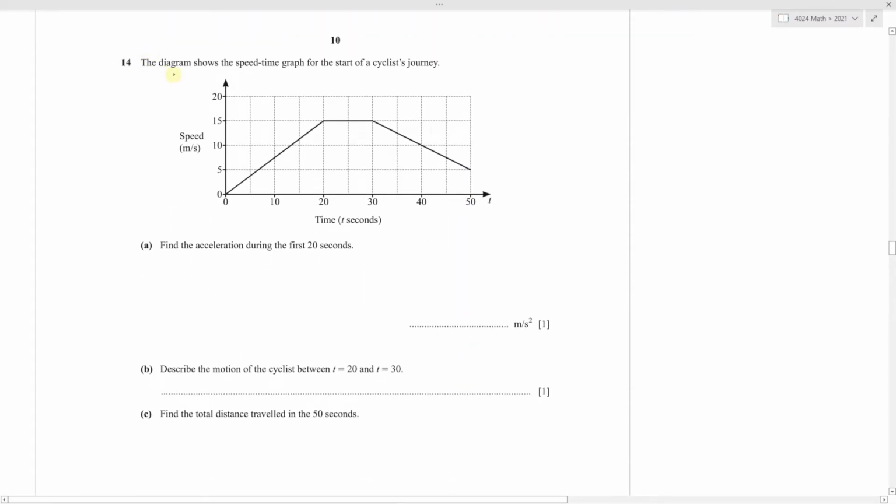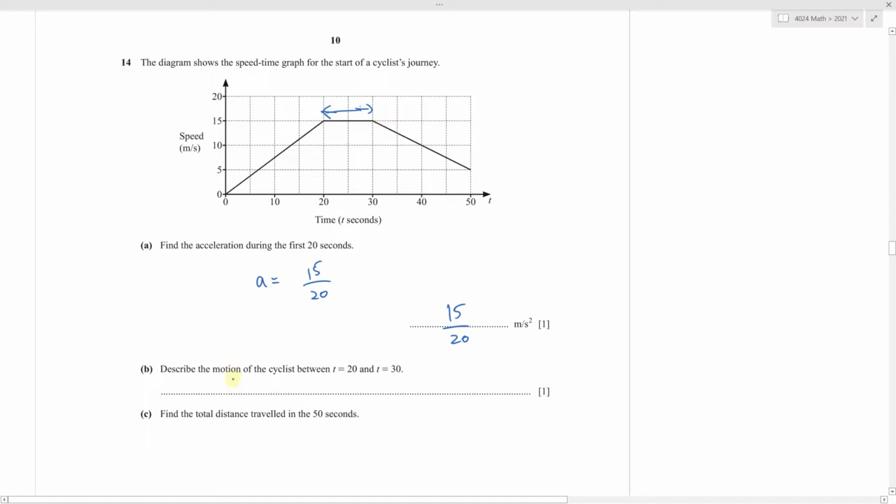Question number 14. The diagram shows the speed time graph for the cyclist journey. So speed on y-axis and time on x-axis. Find the acceleration during the first 20 seconds. So acceleration is rise in the first 20 seconds and run. Rise is 15, run is 20. 15 over 20 meters per second square. Describe the motion of the cyclist between t equals to 20 and 30. So what is the motion between t equals to 20 and 30, which is this duration?